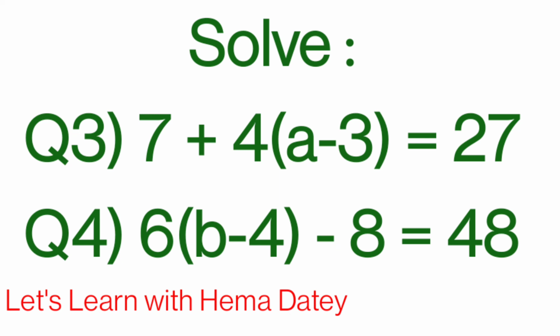Now you try question number 3. 7 plus 4 times a minus 3 equals 27, and question number 4. 6 times b minus 4 minus 8 equals 48.